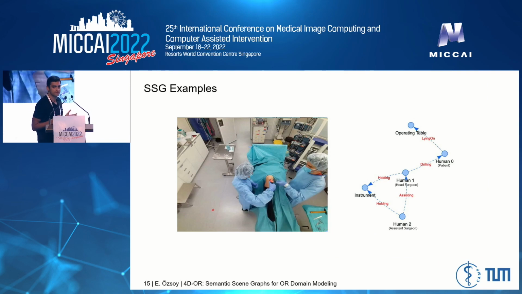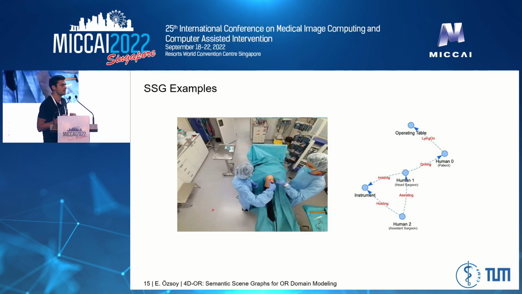Human 0 in this case is the patient, and he is lying on the operating table. Human 1 is drilling into the knee of human 0, and that's also captured. This is the head surgeon. And finally, we see human 2 assisting human 1, and he's the assistant surgeon in this case. Both are holding an instrument, which is also captured.